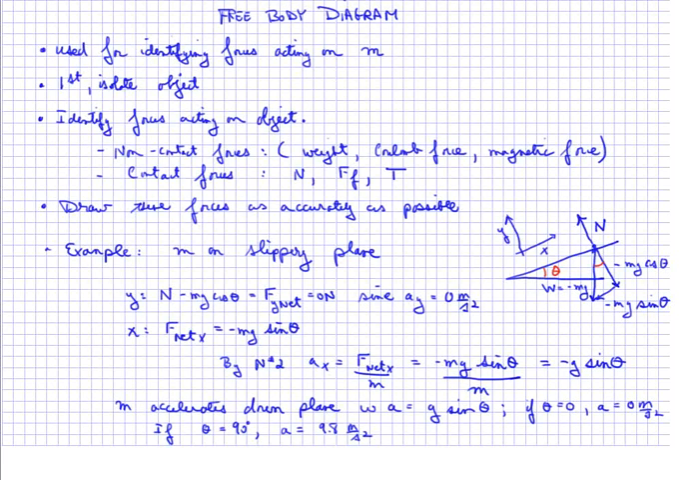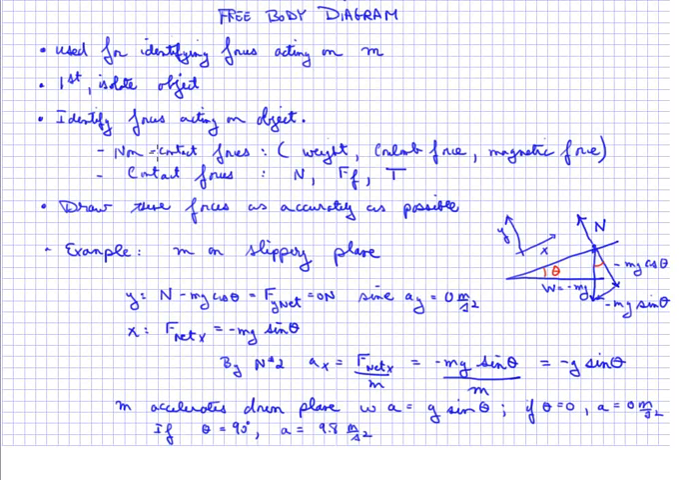This mini lecture is about free body diagrams. First, free body diagrams are used for identifying forces acting on an object with mass m. And the reason for using them is to focus on the object, isolate the object, and then identify the forces acting on it.